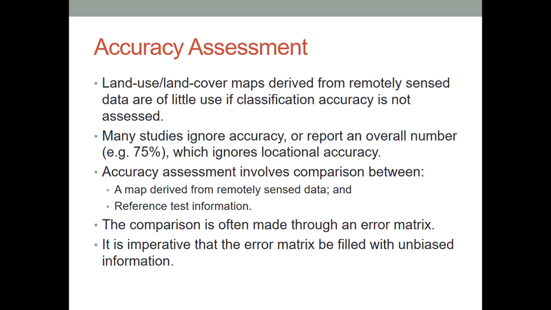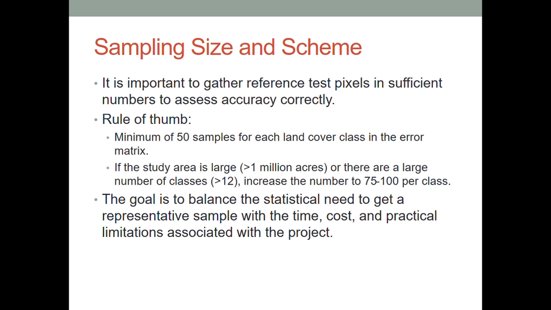So we have one data that we create, and another one is the actual data, either through ground verification or through existing maps and so on. We try to compare pixel by pixel how the data looks. The comparison is often made through an error matrix, and it is imperative that the error matrix be filled with unbiased information. In this accuracy assessment, we are doing some sampling. So it is important to gather different test pixels in sufficient numbers to assess the accuracy correctly.